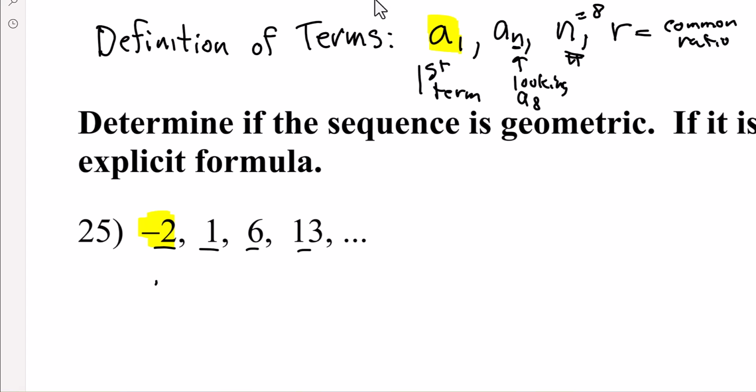So let's look at this one. Let's do 1 divide negative 2, and then 6 divide 1, 13 divide 6. Well, you can tell this is all over the place. That quotient is negative 1/2. So right there, the second one, because we see that 6 divide 1 is 6, 1 divide negative 2 is negative 1/2. This is not a geometric sequence. It's a sequence. I mean, clearly the numbers are in a specific sequence. It's just not geometric.